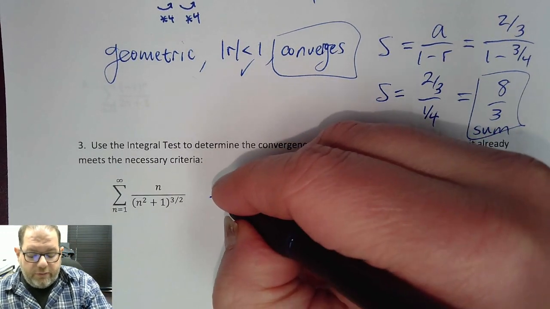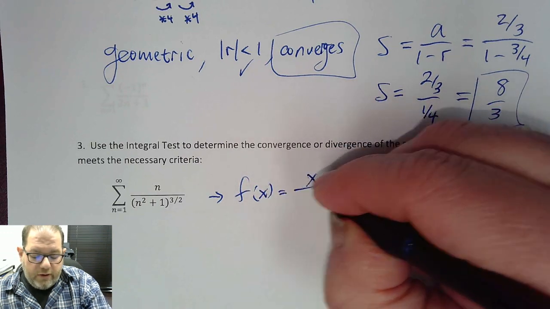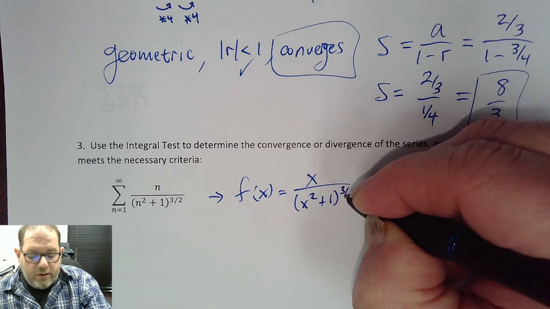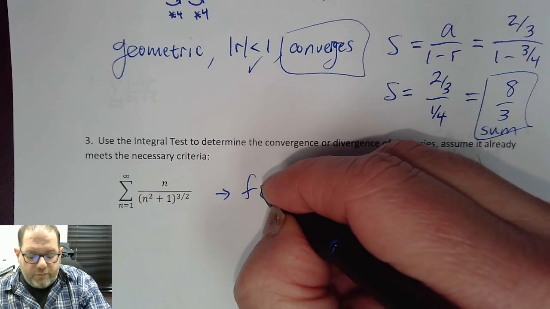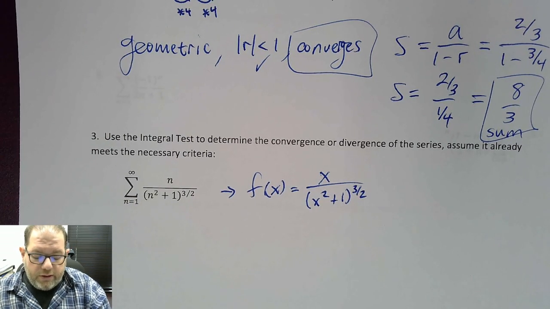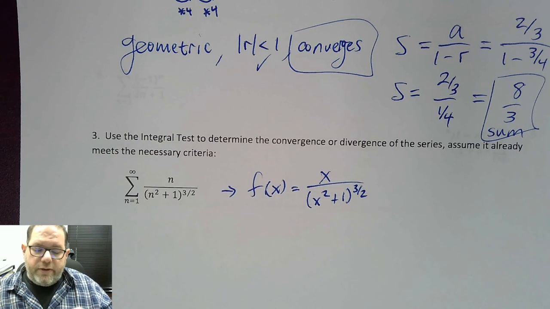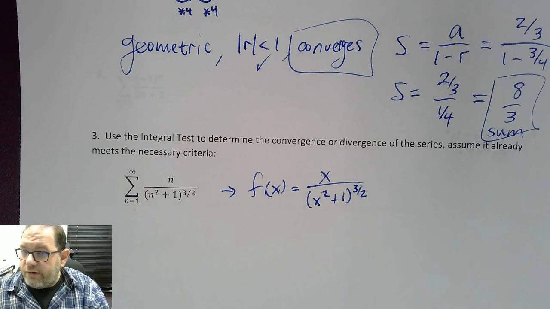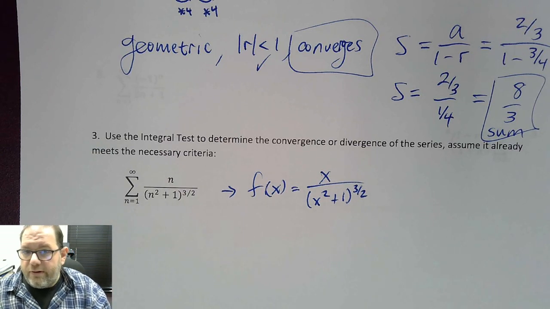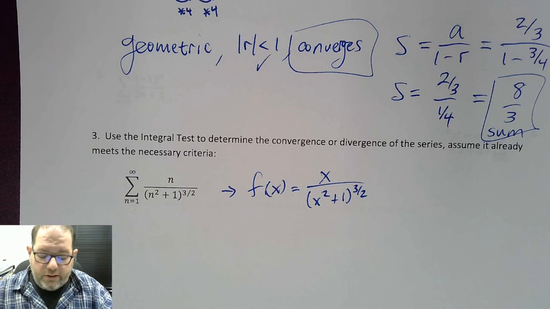Now the integral test says we can create a function f of x that is representative of this series. So we change our variables from n to x. And if we can integrate this function between these two limits and the integral converges, then that means this series also converges. But if this integral diverges, then that means this series also diverges. So that's what the integral test will tell us.